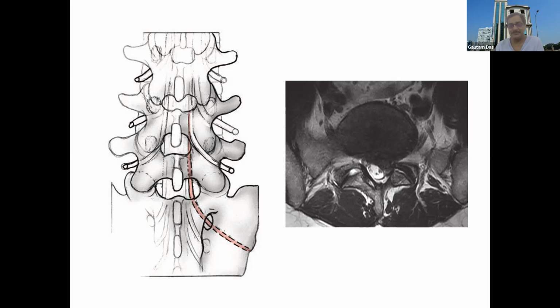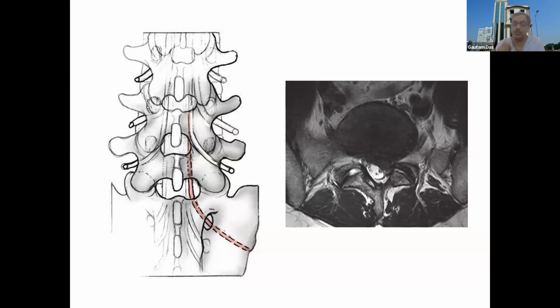Sir, facet joint is also involved. What kind of involvement? Can you tell me? Sir, in this there is right-sided facet hypertrophy. Right-sided effusion is there. That means this patient can present with right-sided back pain and left-sided leg pain. These will be the clinical presentations.